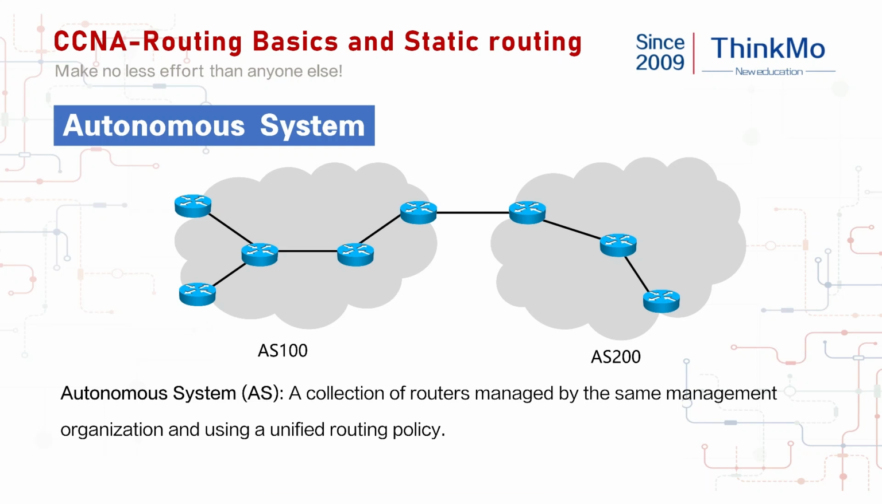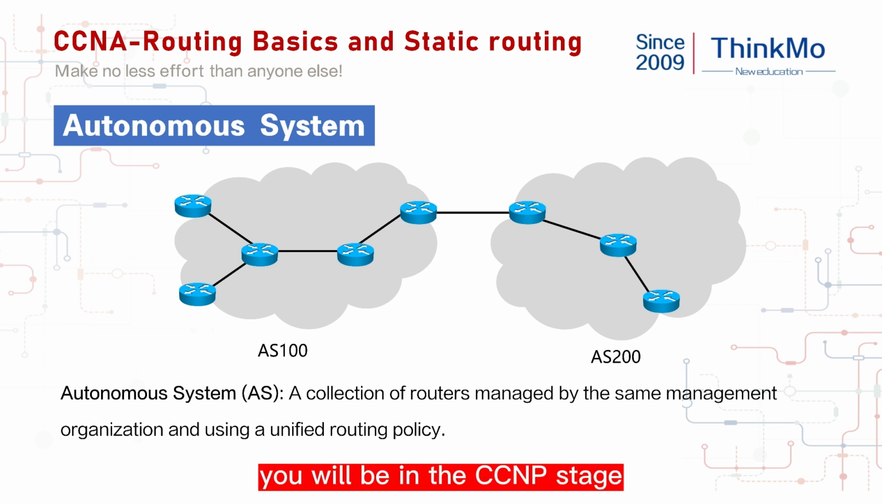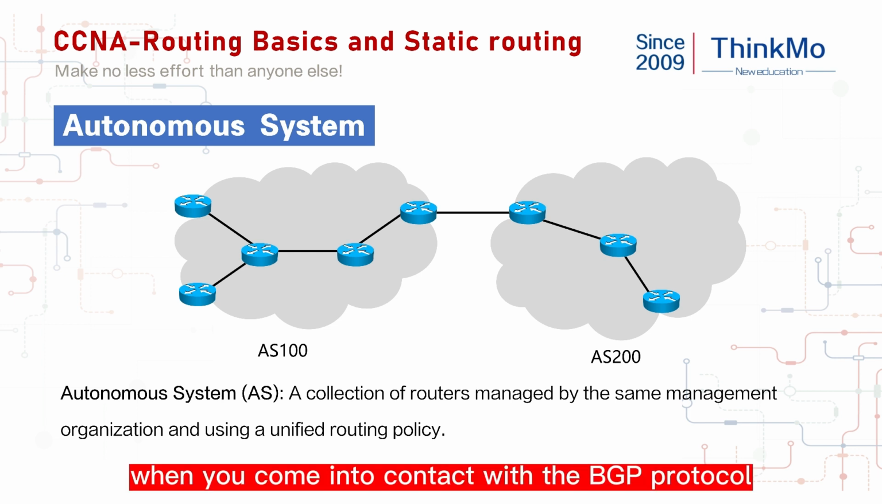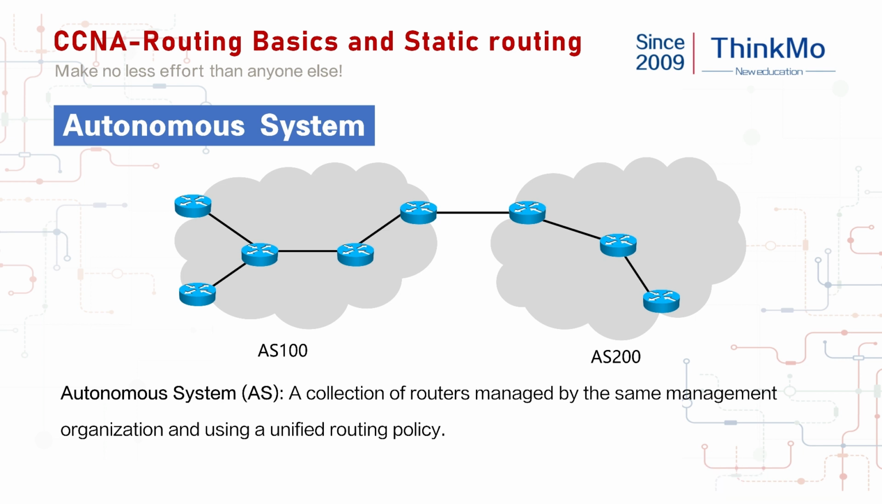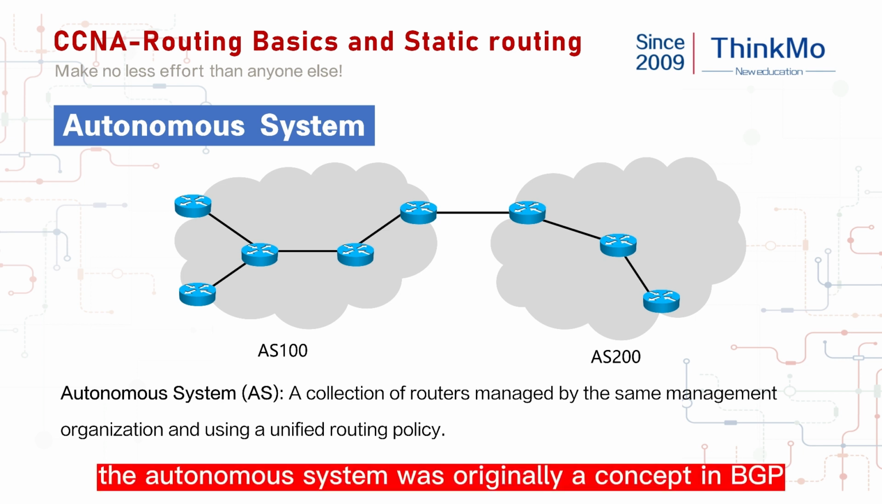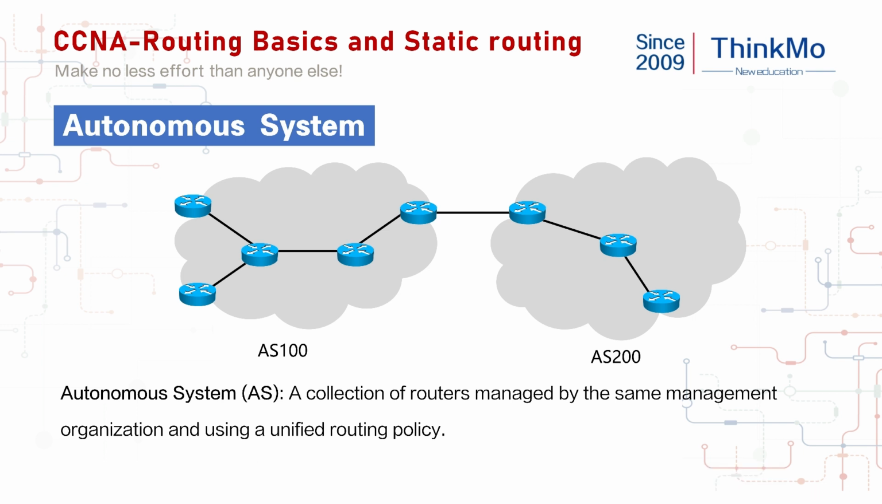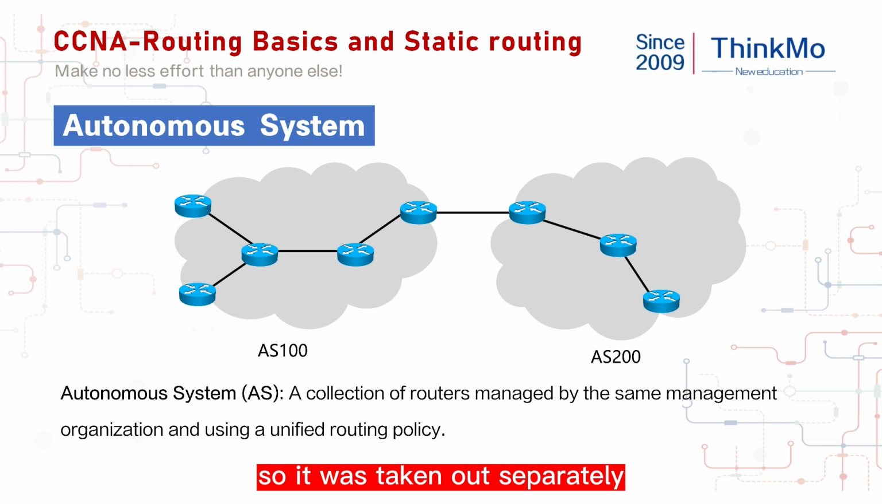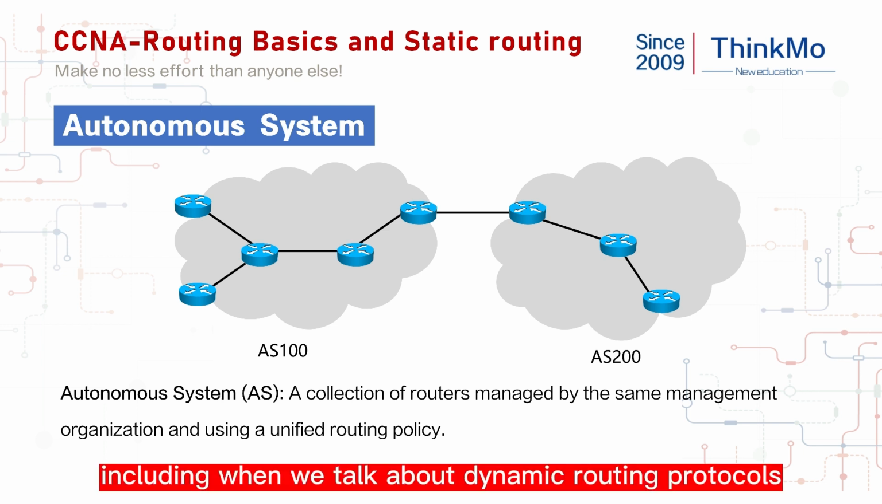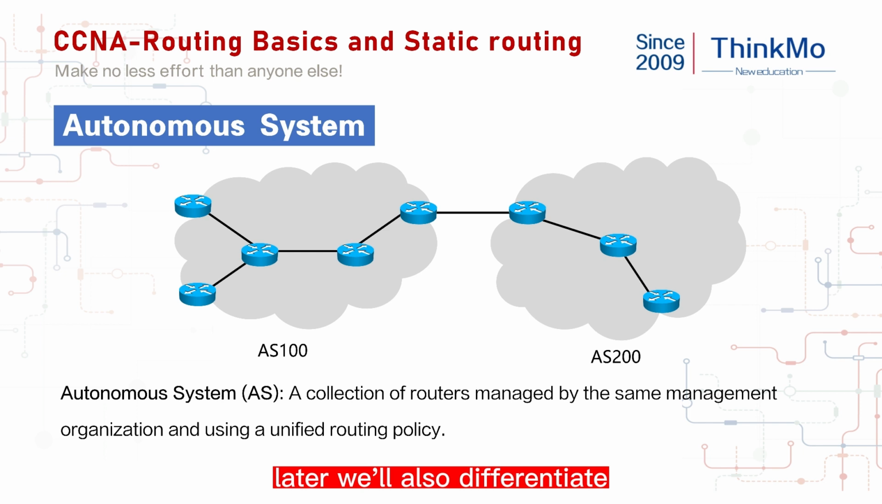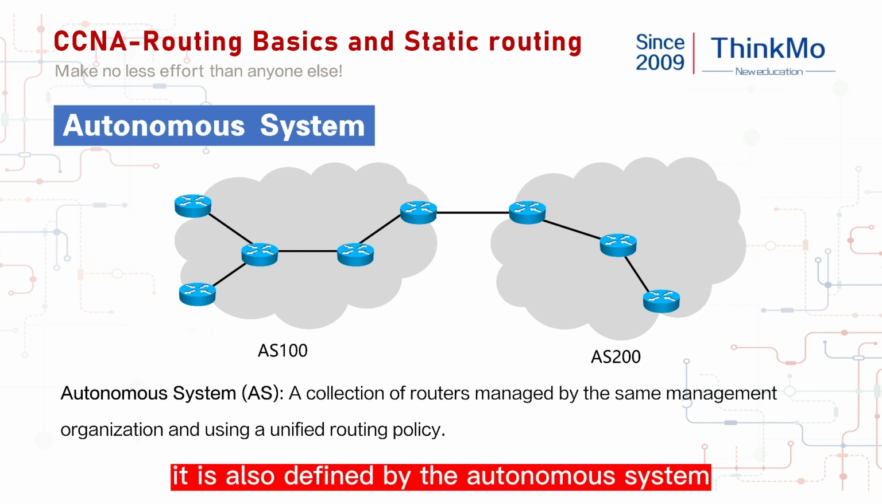To us, an autonomous system. In the future, in the CCNP stage, when you come into contact with the BGP protocol, you will come into contact with the concept of the autonomous system. The autonomous system was originally a concept in BGP. Since the concept is so useful, it was taken out separately. Including when we talk about dynamic routing protocols later, we'll also differentiate them. It is also defined by the autonomous system.